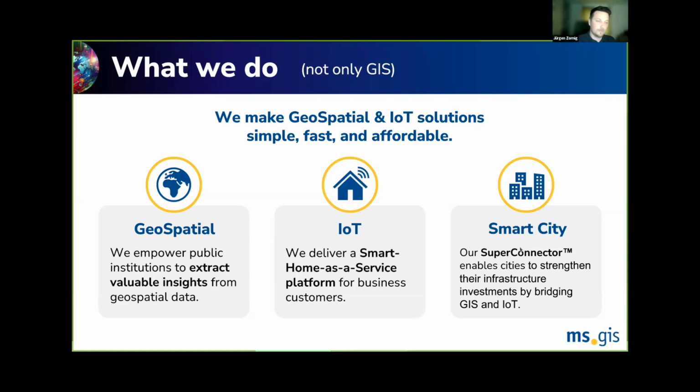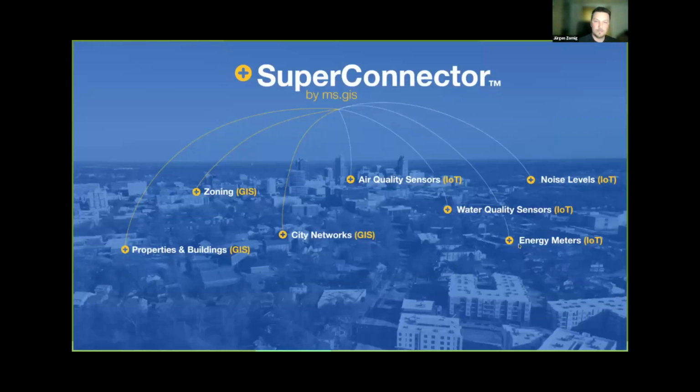the superconnector. So basically, that's our product for bridging the gap between GIS and IoT for smart cities, as they save a lot of investment in the GIS. Every small city has a GIS actually, and they also want to invest into sensor applications, and to bridge that gap, smart city is our third business.